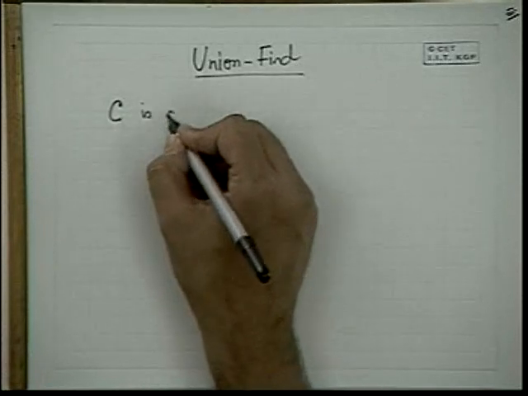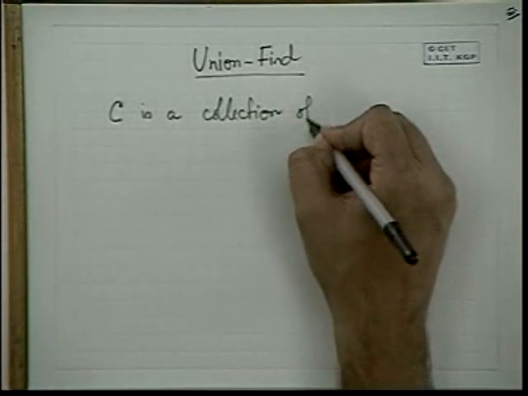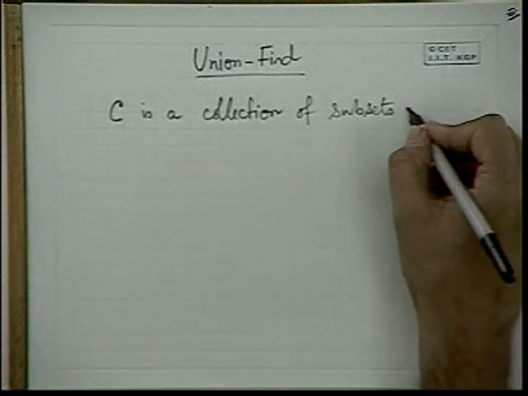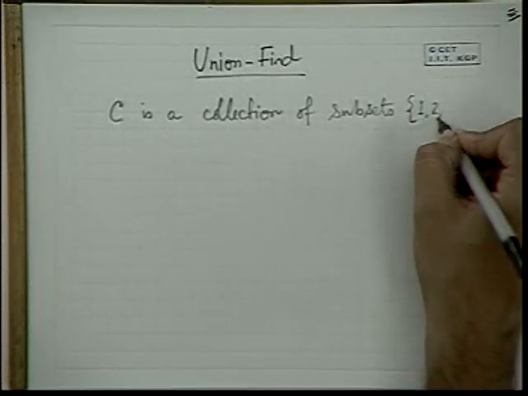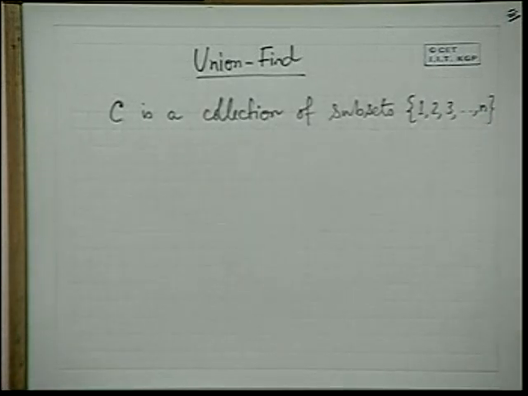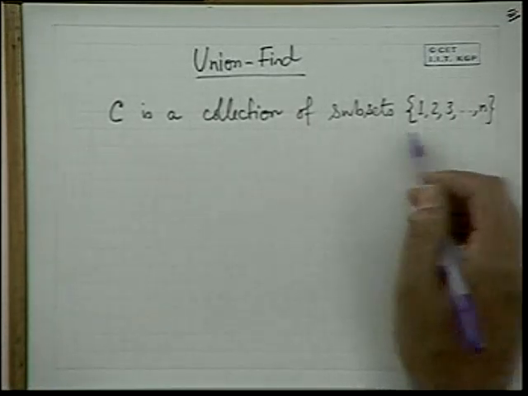So let us see what our assumptions are. C, I will assume, is a collection of subsets where the elements are coming from 1, 2, 3, say up to n. So I am assuming that the elements of any set are only numbers. It is a set of numbers, basically integers.